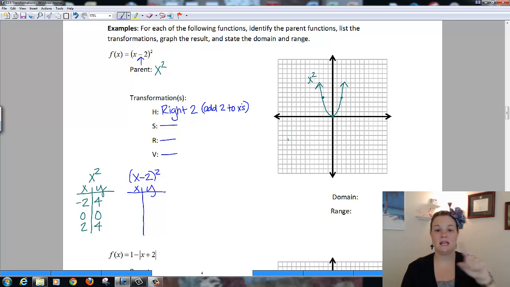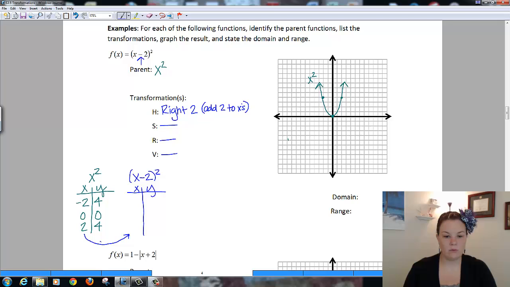I'm not going to make its own xy table by plugging in values. What I'm going to do is take the xy table that I already have here, the one in green that's my original, and I'm just going to modify it. To modify it, all I have to do to go right 2 is to add 2 to my x's. So I'm going to take my original x values, and when I rewrite them, I'm going to do my x's plus 2. Oops, not x squared, sorry.